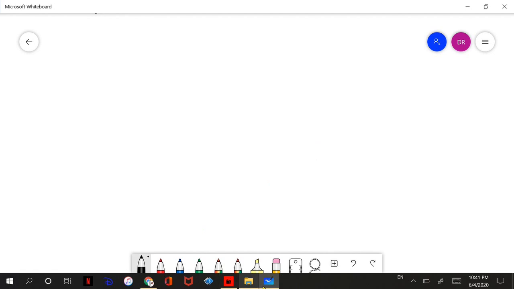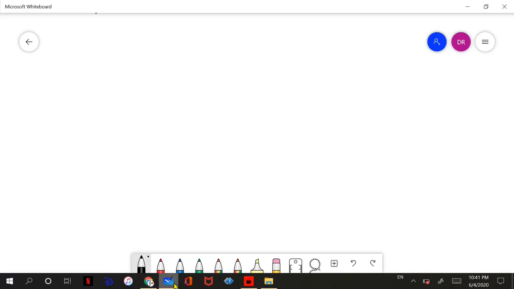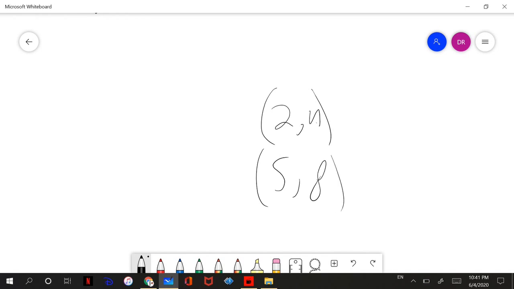Okay, so I can find the distance between two given points. So let's say I had point 2 and 4, and let's say 5 and 8. So using the formula, we can say that 5 minus 2 squared plus 8 minus 4 squared. And then once you take the square root, we would get the distance.